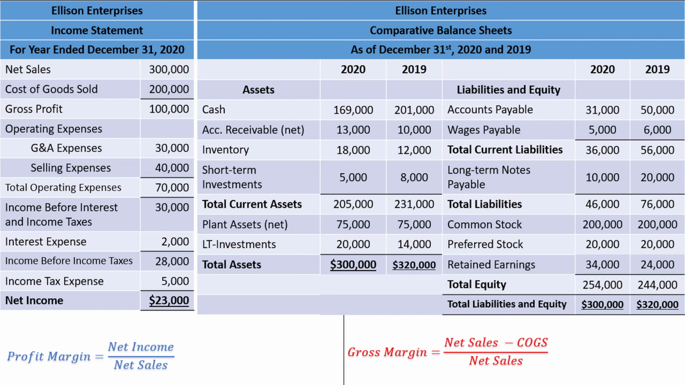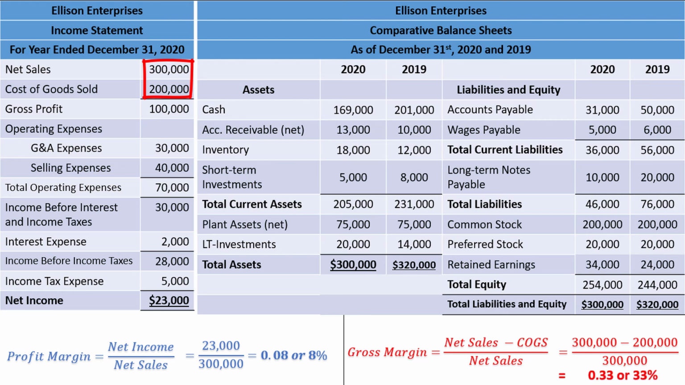For our problem, we have $23,000 divided by $300,000, which is about 0.08 or 8% for the profit margin, and $300,000 minus $200,000 divided by $300,000, which is about 0.33 or 33% for the gross margin. Notice that the numerator of the gross margin ratio is just the gross profit. These two ratios can be interpreted similarly.